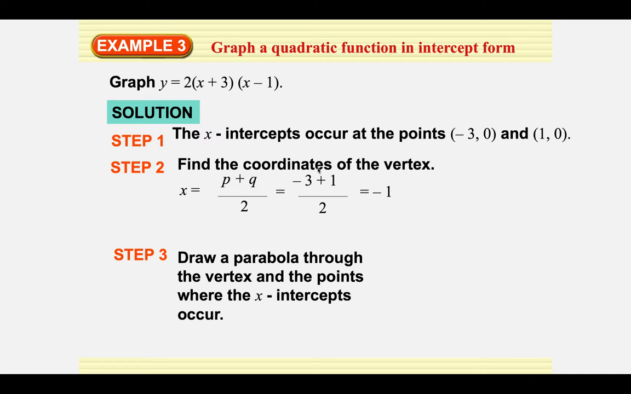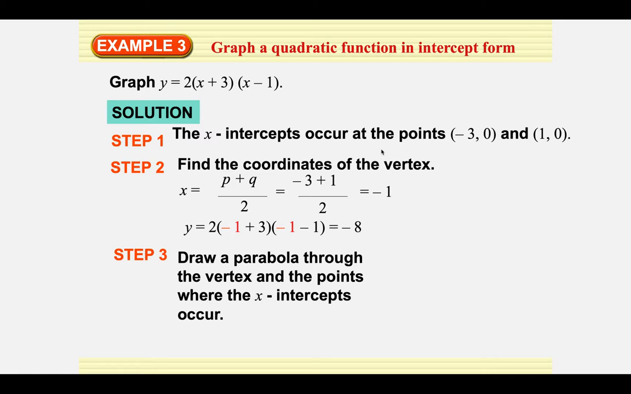You want to find the coordinates of the vertex. So we always have a little formula to find the x value of the vertex. In this case, it's p plus q over 2. And so we get negative 3 plus 1 over 2, which is negative 1. Now, you may be thinking, could I just multiply, could I FOIL out my x plus 3 times x minus 1 and then distribute the 2 and use negative b over 2a? You can.